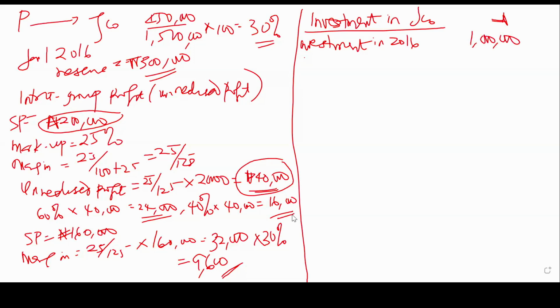Now, share of profit in associates. I said it would be 30% of post-acquisition. Post-acquisition will be 780 minus 300. Right? 30% of 580. What do we have?